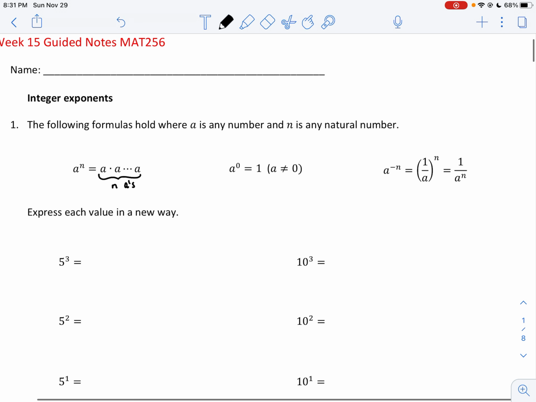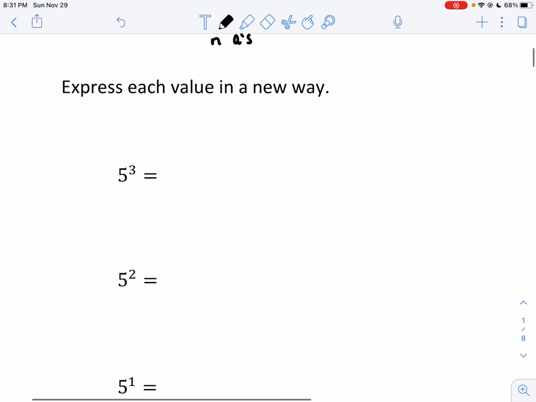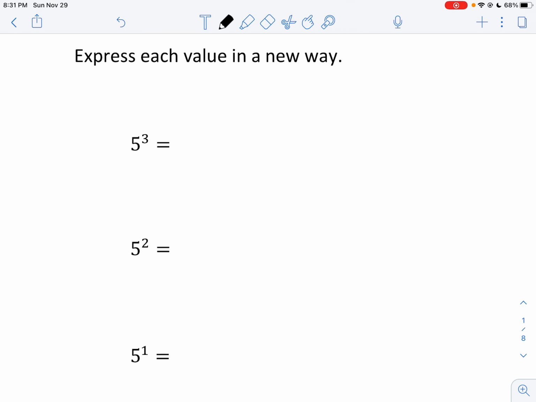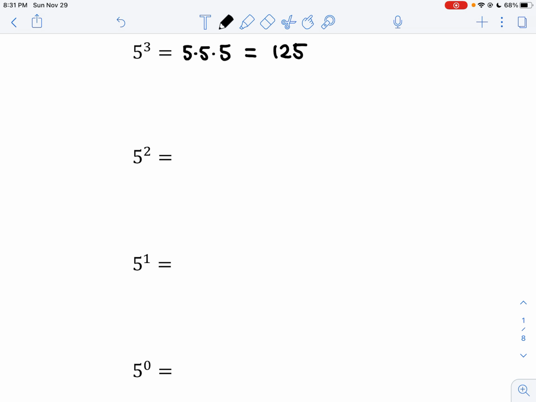We're going to do some examples of these ideas here below. Express each value in a new way. So 5 raised to the 3, or you can say 5 cubed. This means to multiply 5 with itself 3 times. So 5 times 5 times 5, and 5 times 5 is 25, times another 5 is 125. 5 raised to the 2, or you can say 5 squared, is just 5 times 5, and that gives us 25.